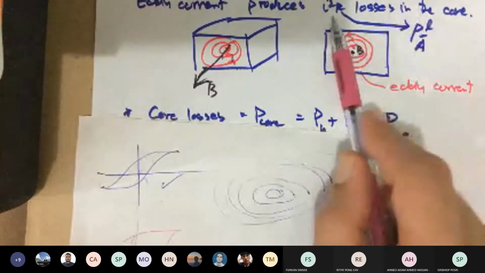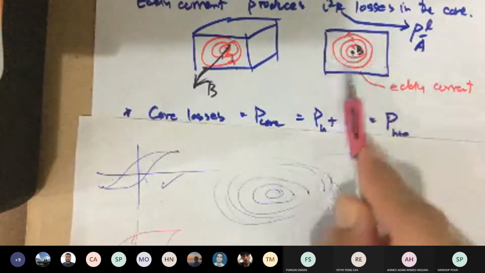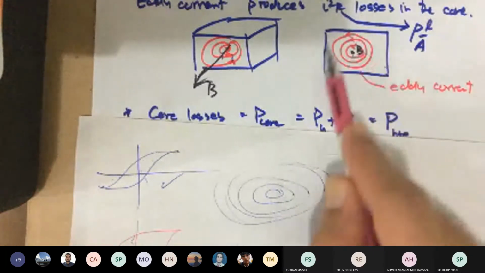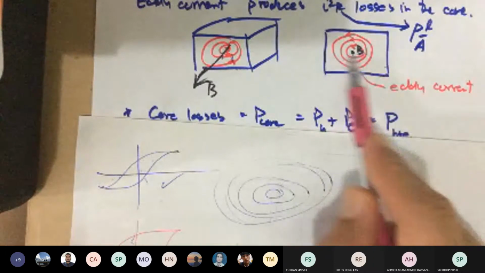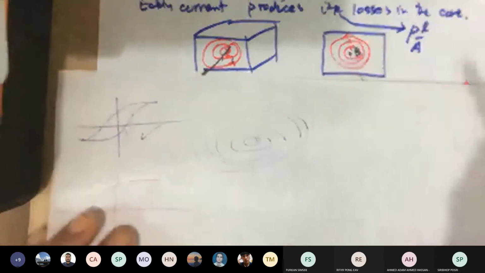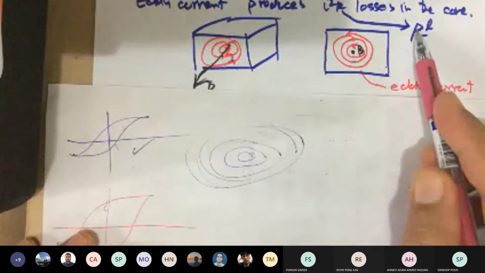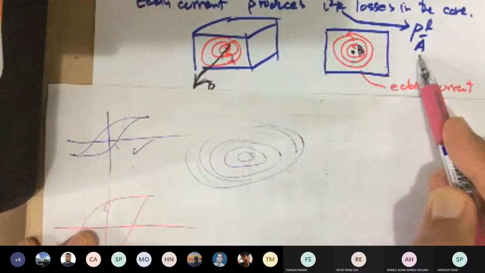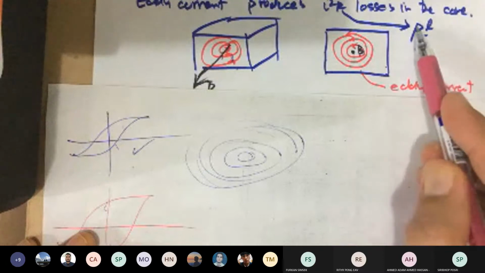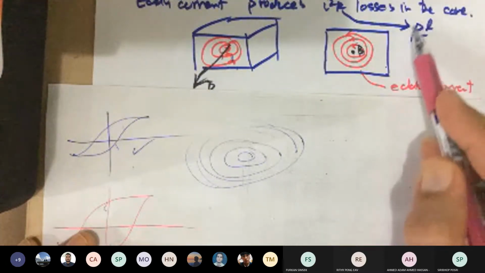Remember, if you have a current, you always get I square R losses because your core has a resistance. It's not actually a very low resistance. What is the resistance? It's in the form of rho L over A. Remember that, resistivity times length divided by the area. That's where the resistivity, rho, of each material is different.